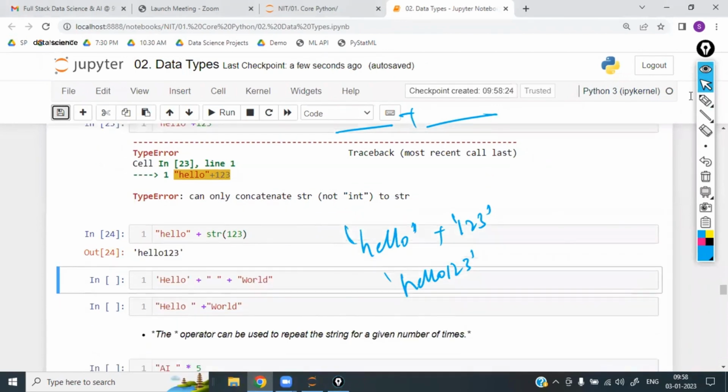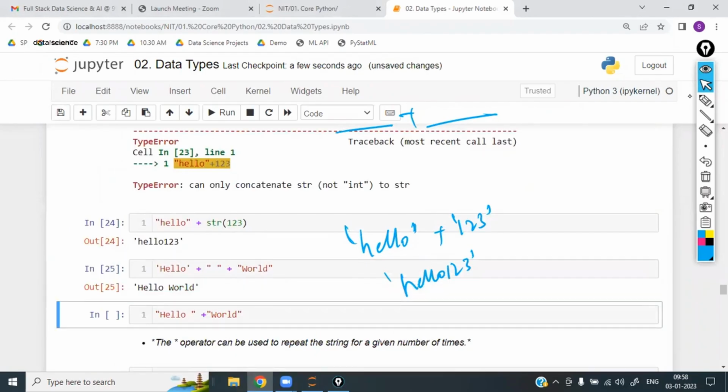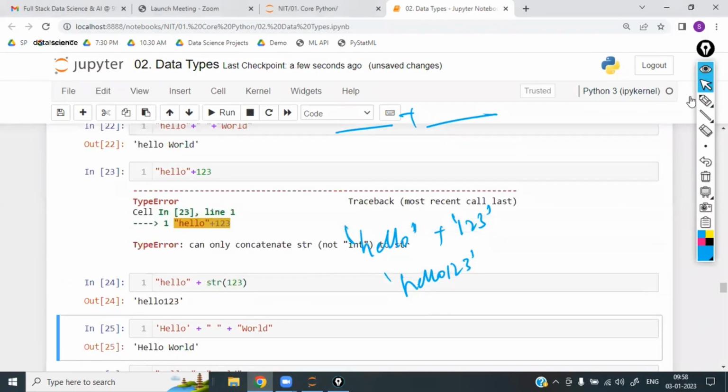Next one is hello space world. So if you want a space in between them, you can create either a space, or after the hello, you can give the space. These are the two options which we are having. Already I have told you, right?